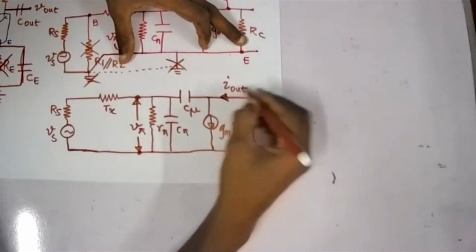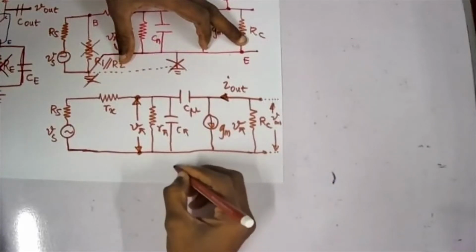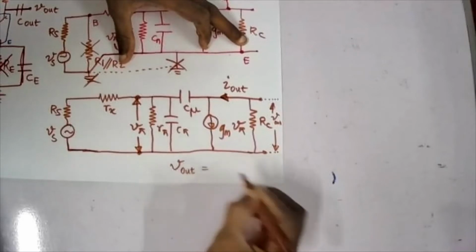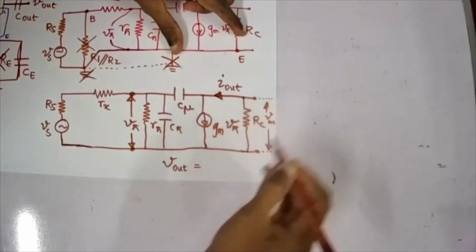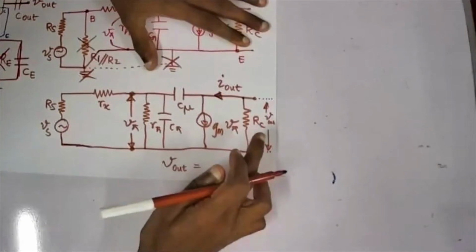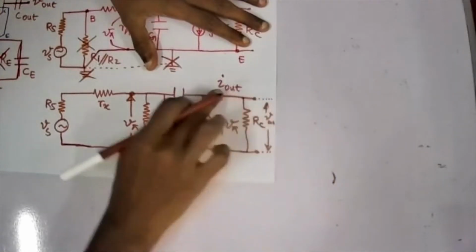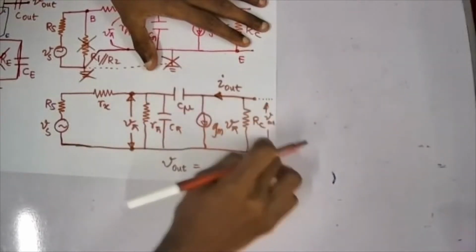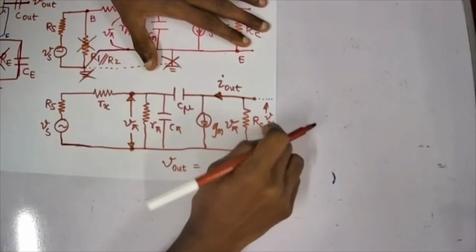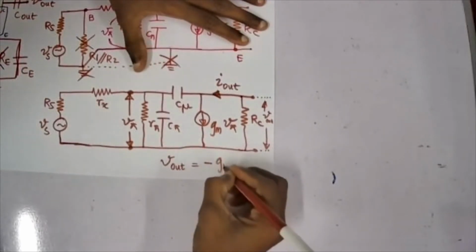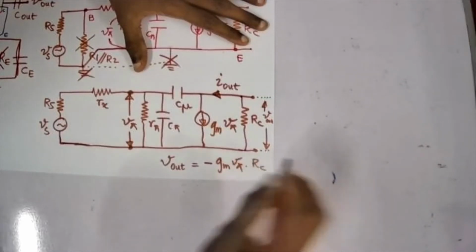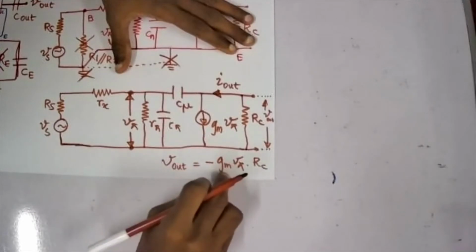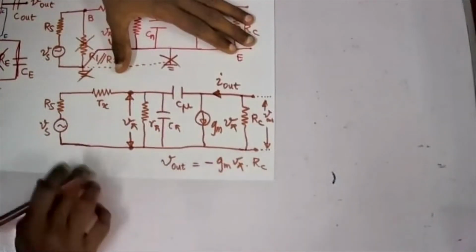So if I mark this I out something like this, I can write my V out equals, since the current is flowing from here to here, that should be minus. So here you have the lowest, and here you should have high potential. Or in other words, if you put the I out the other way around, this will be V out, then I out will be minus Gm into V pi into Rc. So V out will be minus Gm into V pi into Rc.